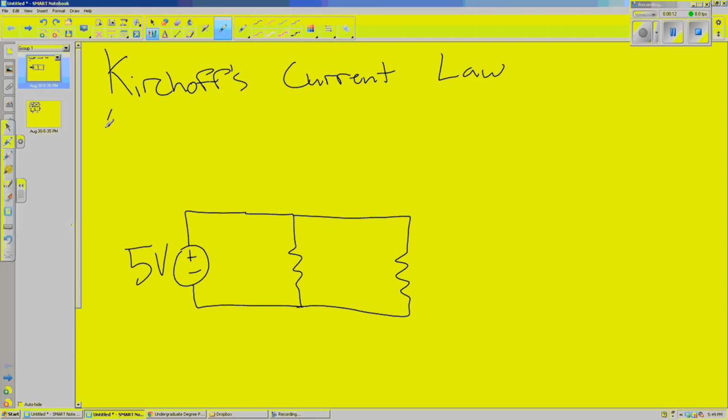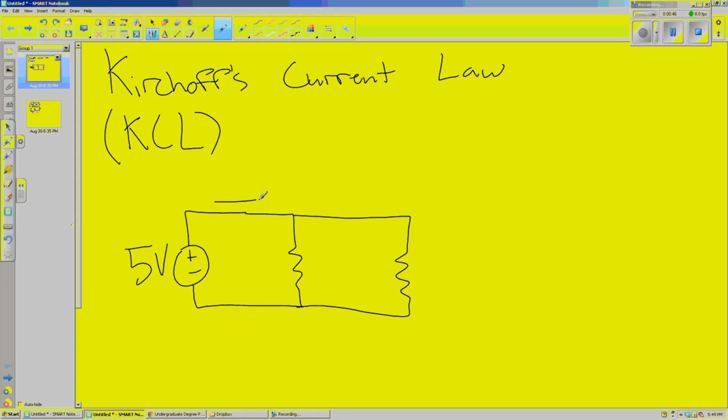Kirchhoff's current law, or KCL as we call it colloquially, states that for any given node in a circuit, the currents flowing in must equal the currents flowing out. And in the notes, I state this as: if you sum the current flowing away from a point, the sum must be zero. The difference between these two is as follows. It's the same law, but all we do is switch around what we name.